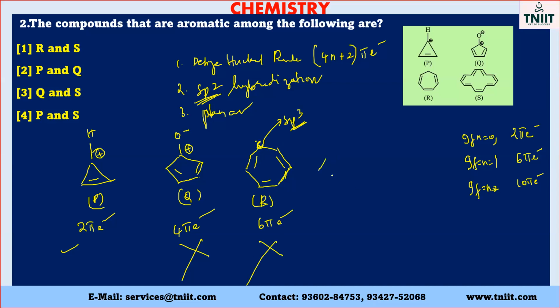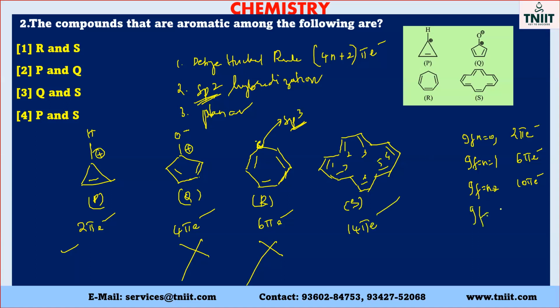The last molecule represented here is this. So you have a double bond here, double bond here, double bond here, double bond here, double bond here, double bond here, double bond here. So if you observe this molecule, this is represented as S. We have 1, 2, 3, 4, 5, 6, and 7. 7 pi bonds we have. That means it has 14 pi electrons.